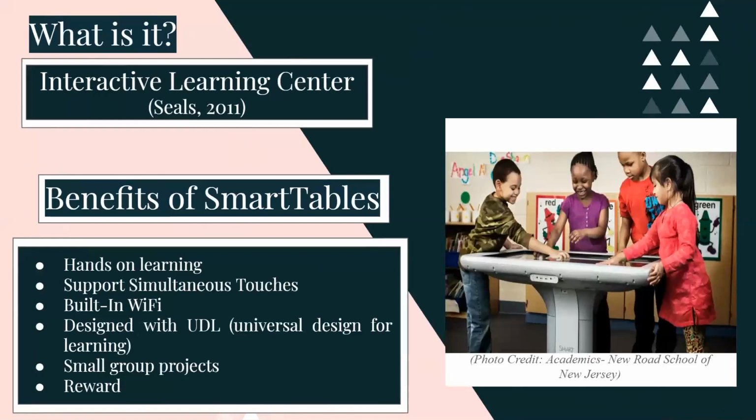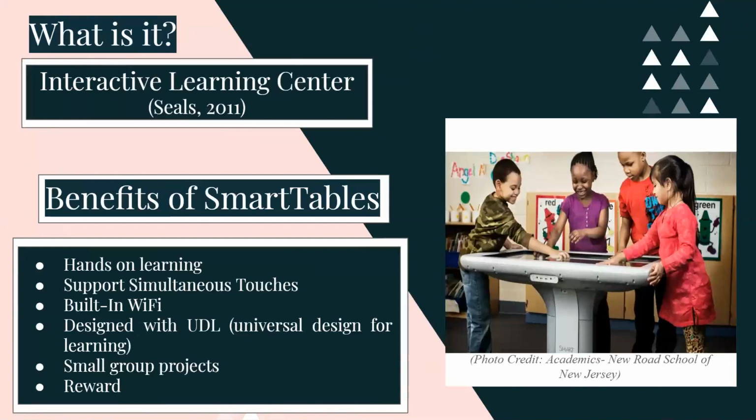As you can see in the picture, more than one of the students' hands is on the smart table. It has built-in Wi-Fi. That means you can access the internet and endless possibilities. It is designed with universal design learning. The smart table brings UDL to the fingertips of teachers and students. It brings engagement, representation, action, and expression to every lesson.